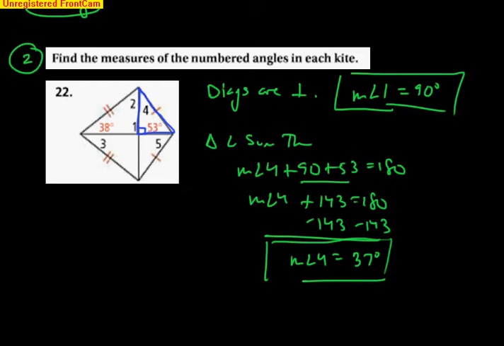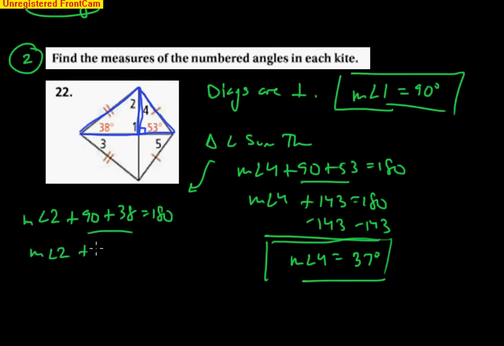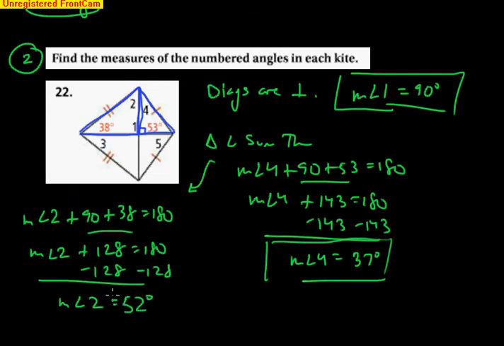Next, let's find angle 2 in that exact same way. Angle 2 is also part of this triangle, which has angle 1, which is a 90-degree angle, and this 38-degree angle. So we can use the triangle angle sum theorem again: the measure of angle 2 plus 90 plus 38 is 180. Add those together. The measure of angle 2 plus 128 is 180, and let's subtract 128. The measure of angle 2 is 52 degrees.